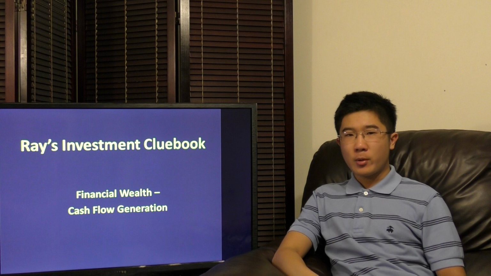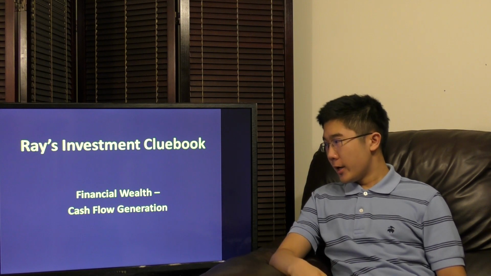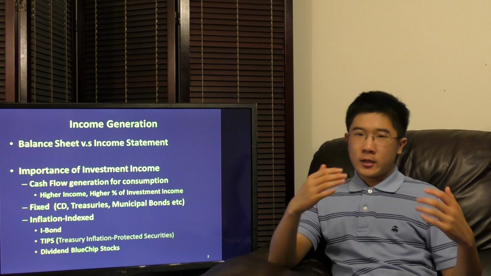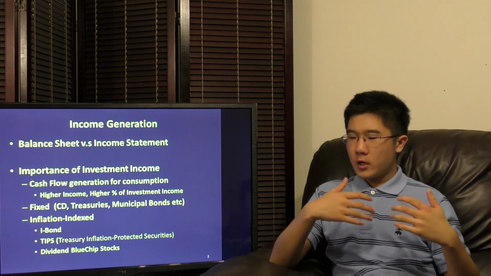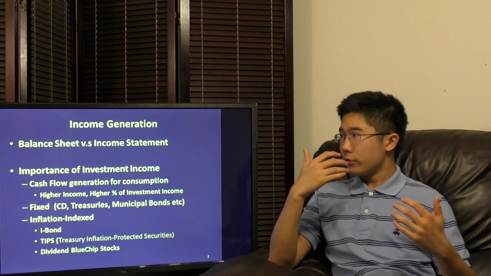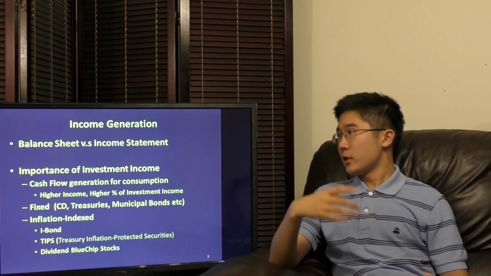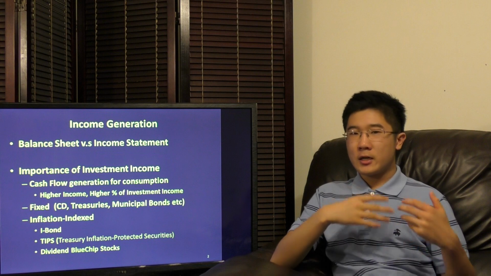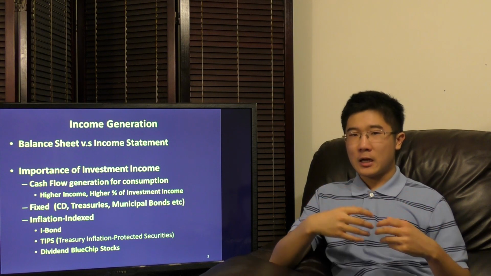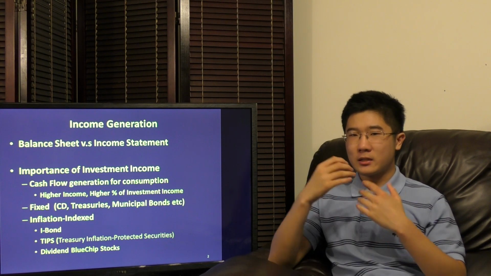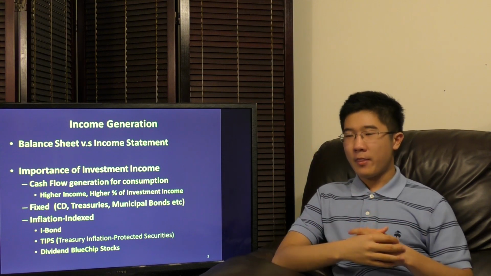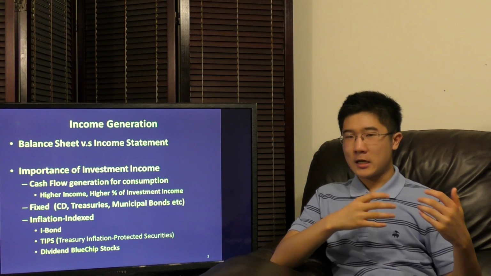Today, we're expanding upon our previous video on financial wealth and talk about cash flow generation. Financial wealth is based on two sides that you can look at it from: the balance sheet and the income statement. The balance sheet is about increasing assets while decreasing liabilities, and having that asset be a bigger part of your overall equity. That's what we stressed a lot in our last video.